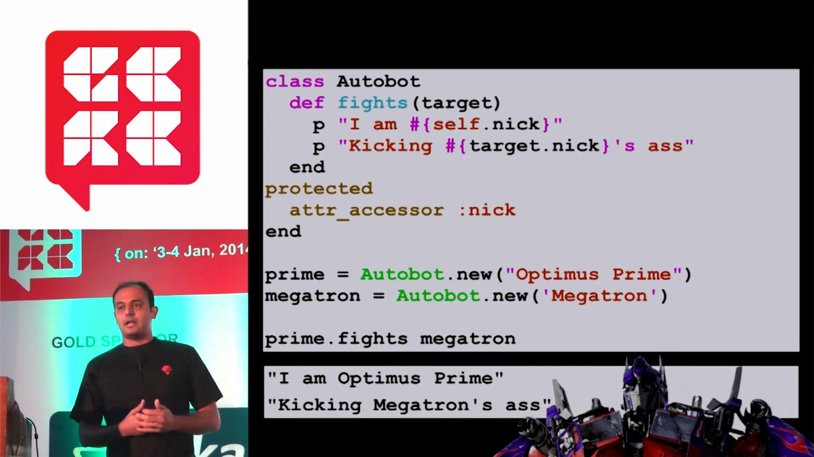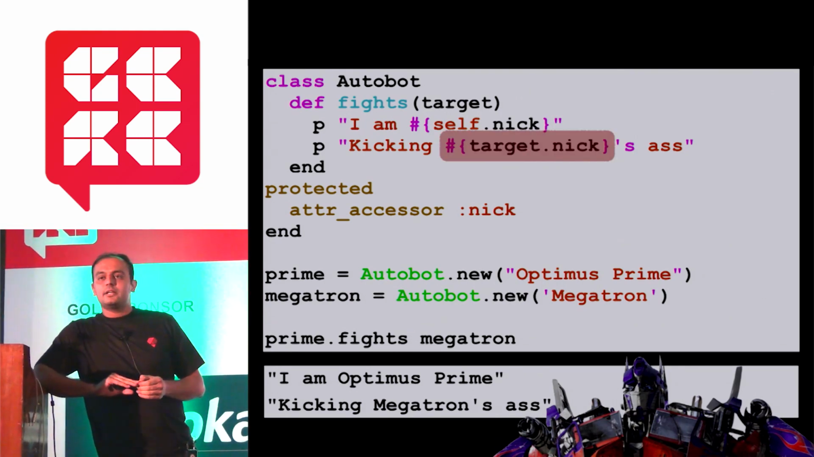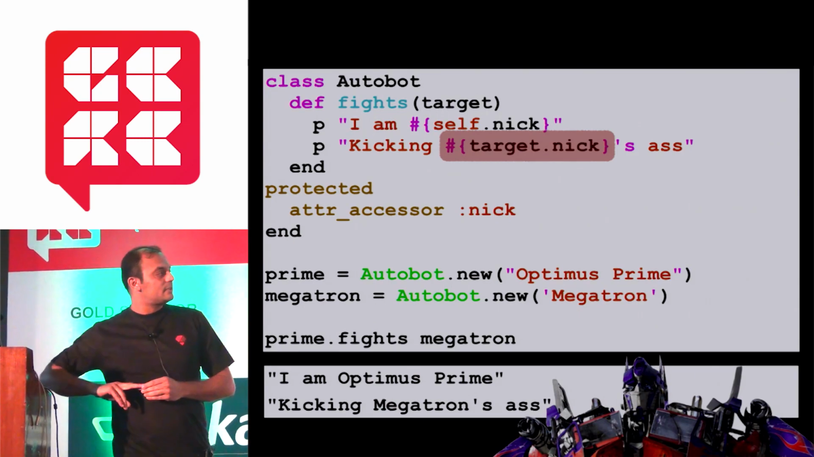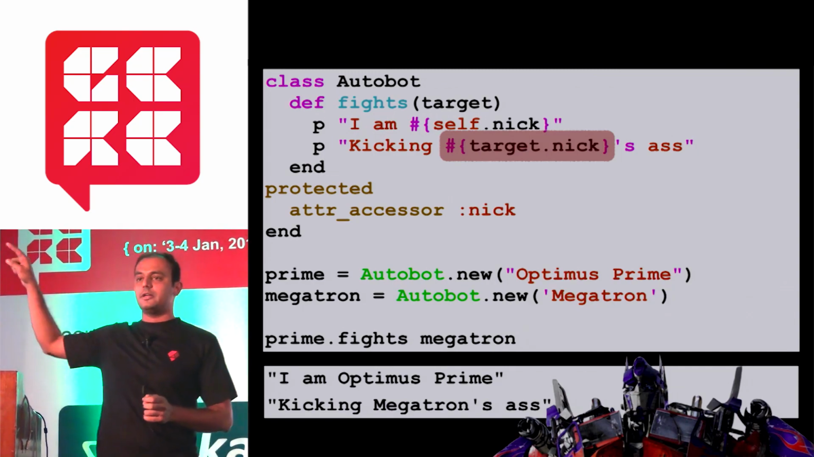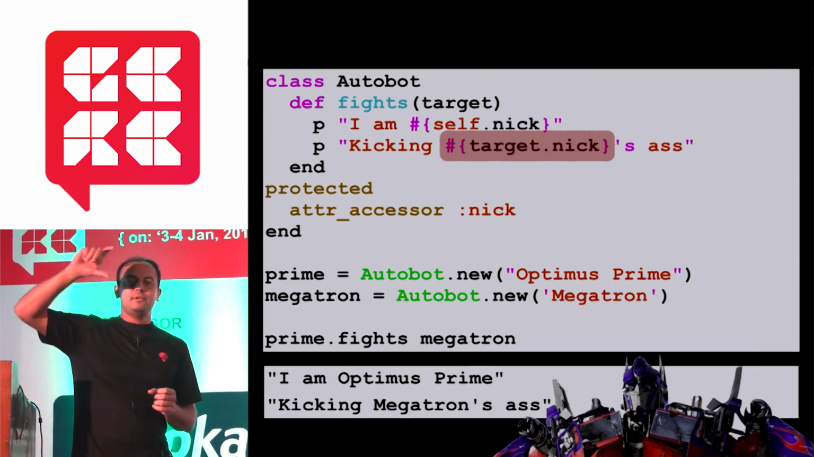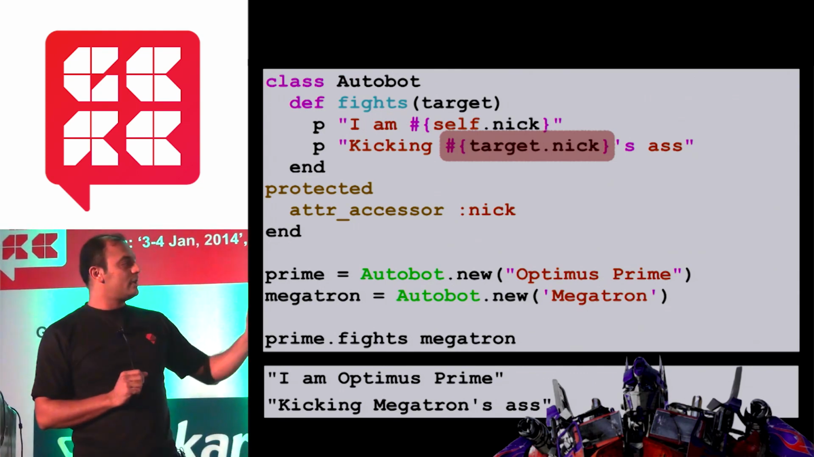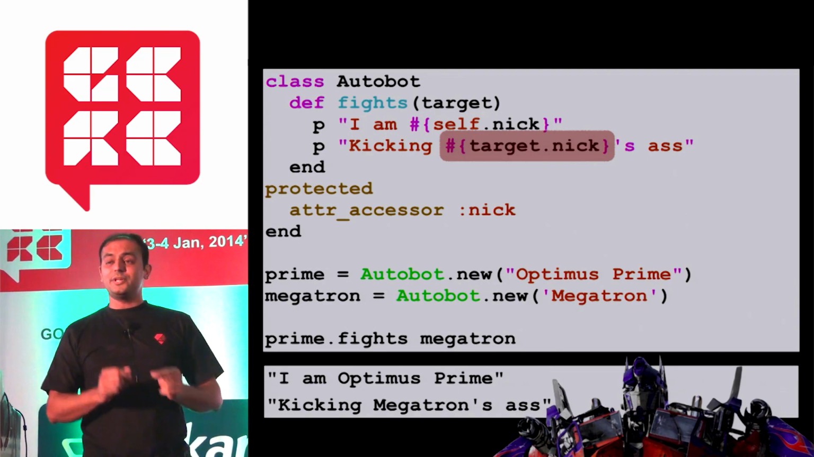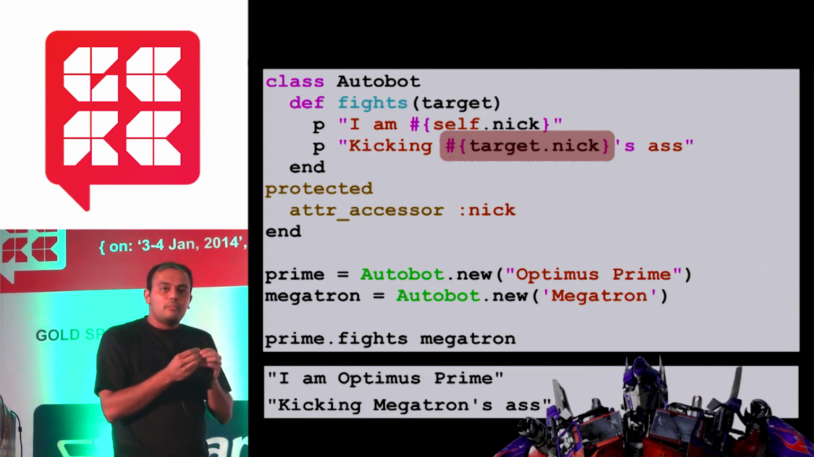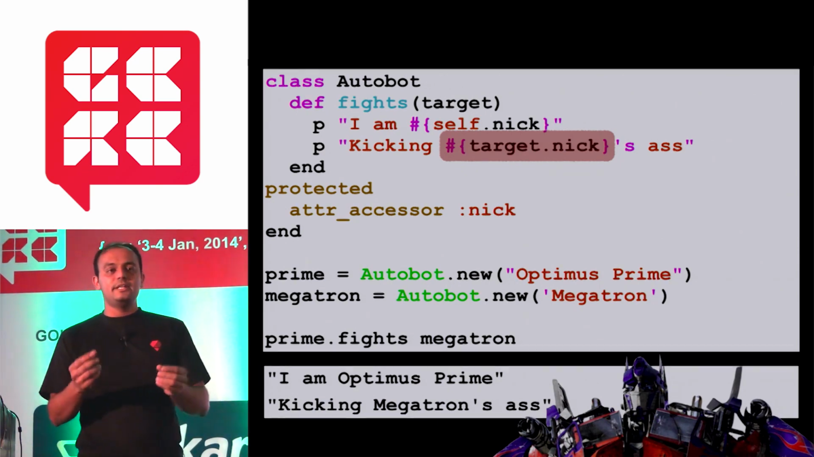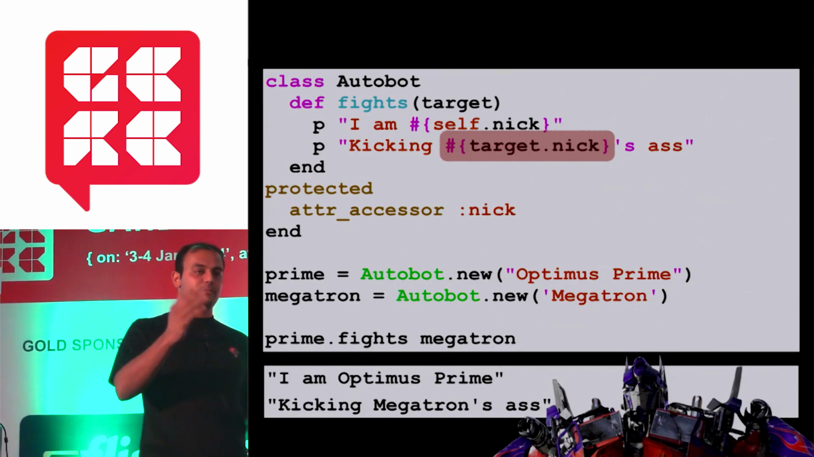But why did it work and how did it work? The interesting part is that the line earlier in the previous slide, prime.nick, did not work, but here target.nick actually works. I have called a protected method on an object. Because I'm inside the class Autobot, calling a method on the prime object, which is an Autobot, and the other object, Megatron, is of the same lineage, also an Autobot, I can call the protected methods.